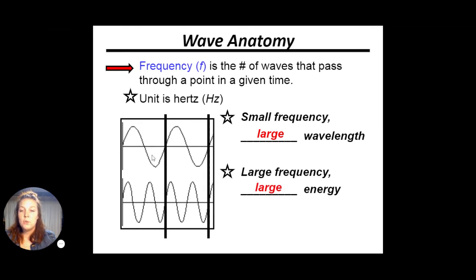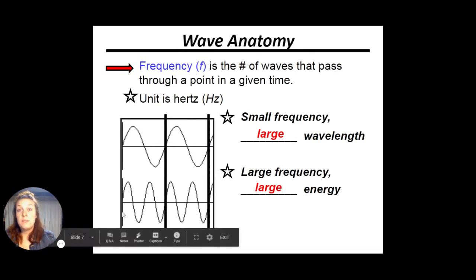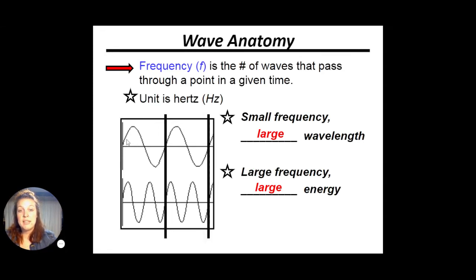So if you look at these two waves here, in this top wave, we actually have 1, 2 wavelengths, and it's happening less frequently than the waves underneath. Here we have 1, 2, 3, 4 waves. So this is happening more frequently, but the wavelength is smaller. The top wave is happening less frequently, and the wavelength is larger.